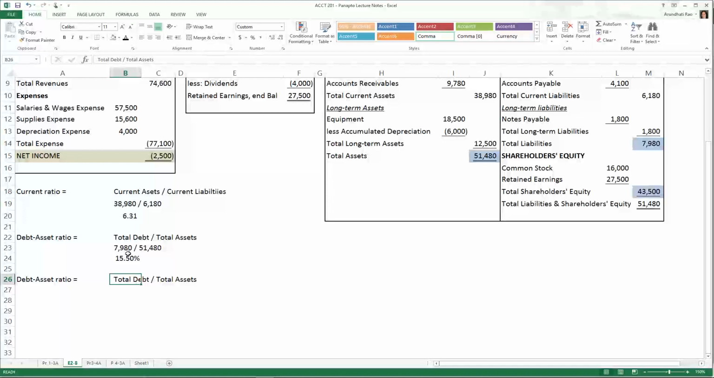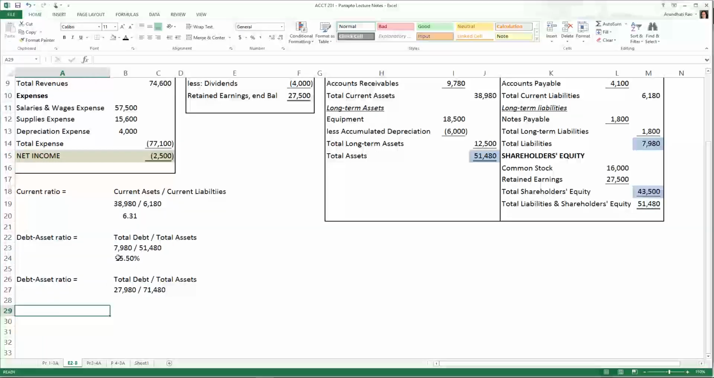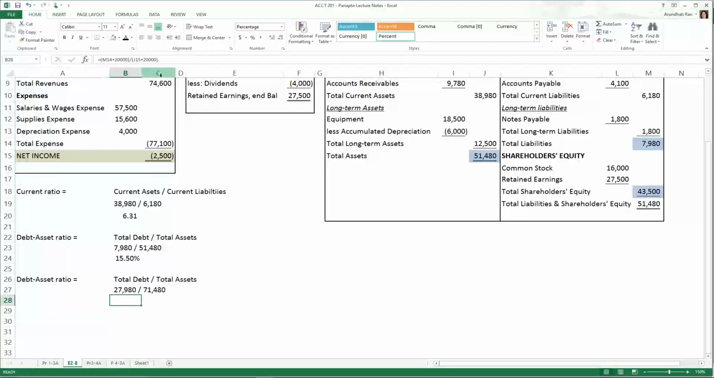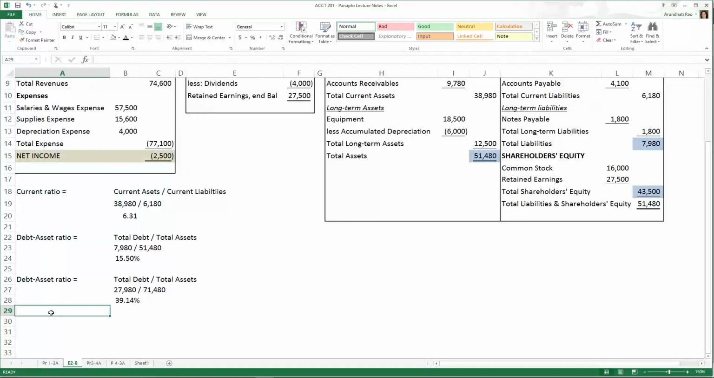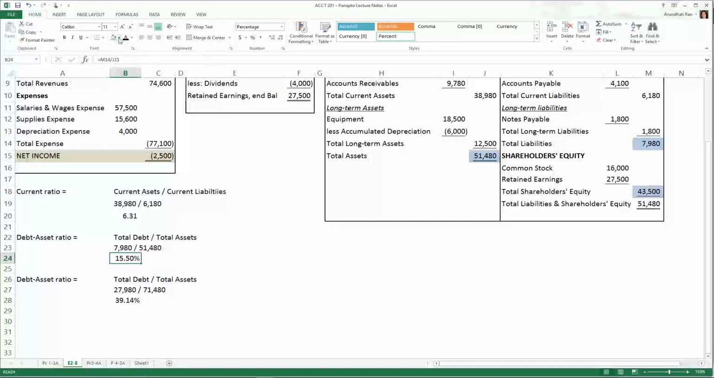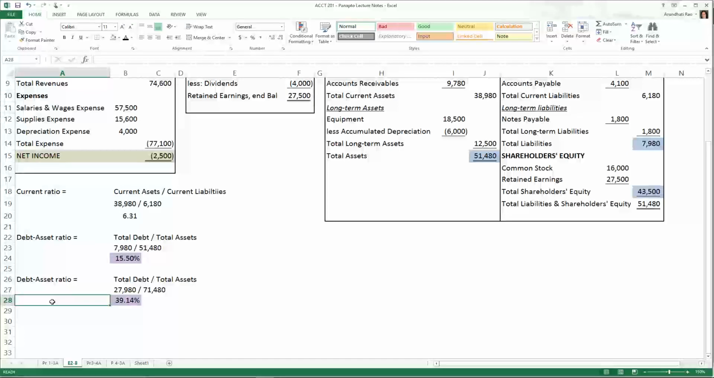So what's going to happen? My total debt is going to increase by $20,000 because I now owe $20,000. My total assets will also increase by $20,000 because I have the equipment. So let's see what happens to these numbers. 7,980 divided by 51,480 becomes 27,980 divided by 71,980. Simple arithmetic. Let's do the calculation and see what happens. Lo and behold, look at what happens to this particular number over here. That more than doubles.